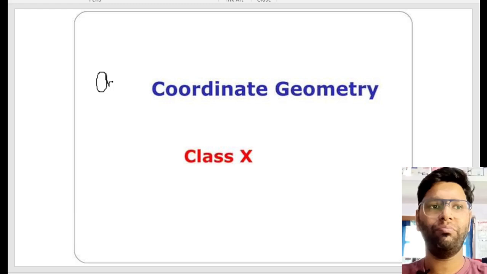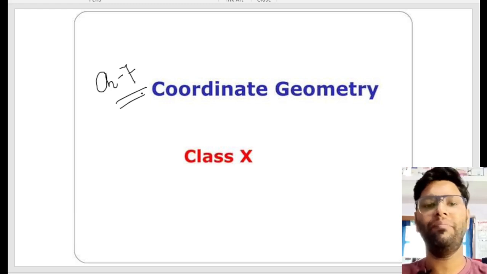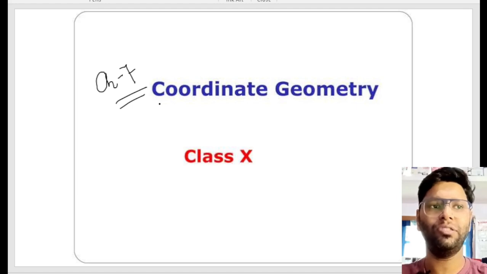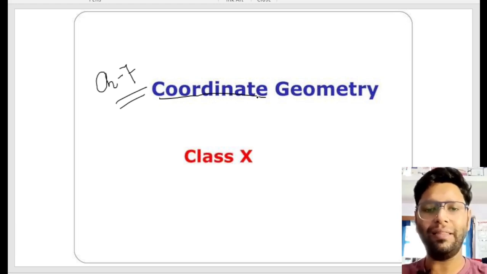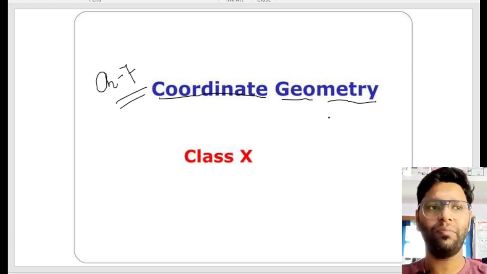Okay, so before we start the chapter, we'll have a brief introduction about what this word coordinate means. Coordinates are nothing but the points which determine the location of any object on a given surface, or you can say in the plane. And geometry, you must have heard the word geometry. Geo means earth, and metry deals with the measurement of any object, their length or their distance, which is placed on the earth's surface. So that is what coordinate geometry is about.